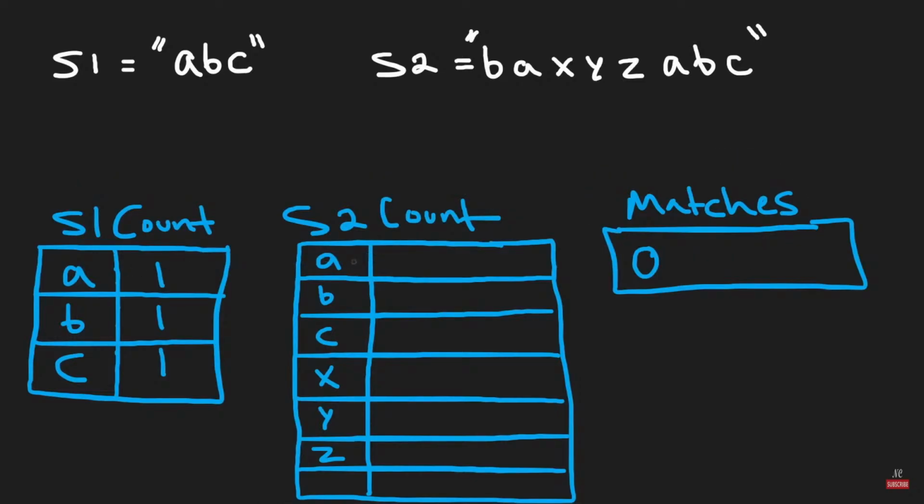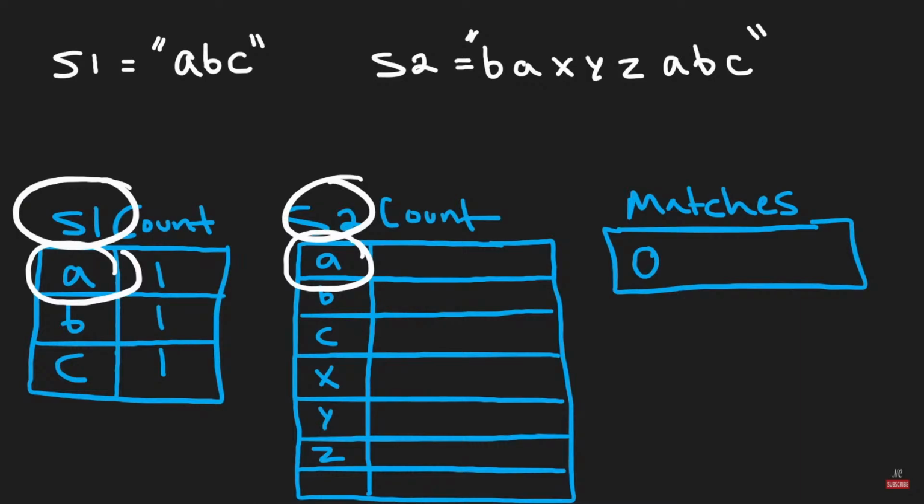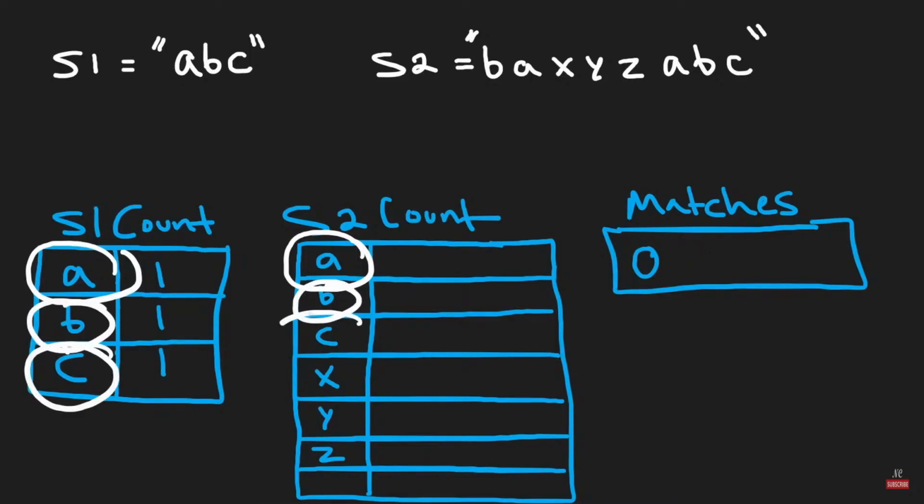So we want to know, does the A count of S1 and of S2 match? If it does match, then that's a +1. If it doesn't match, then that's not a +1, right? And we want to know the number of matches for every single character, and we want to know that initially, right? It could be 26 matches, or it could be 0 matches. It could be any value in between.